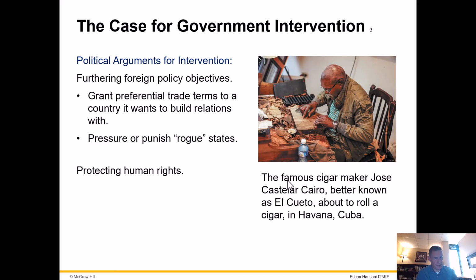So what about political arguments for intervention? So it may further government foreign policy objectives. It could grant preferential trade terms to a country it wants to build relations with. And it can also pressure or potentially punish rogue states. Another effect is it might actually protect or help to protect human rights.